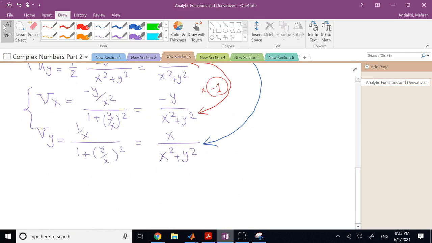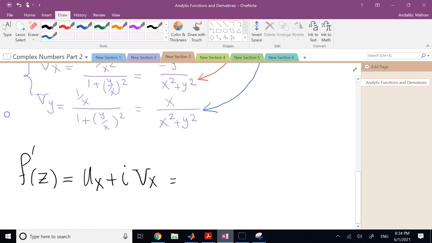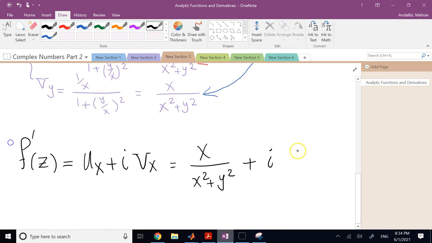Now, what's the derivative of this function? Based on what we had up there, the derivative of this function at an arbitrary point is u_x plus i v_x, or v_y minus i u_y. Now here let's just replace u_x and v_x, so it's x over x squared plus y squared plus i times negative y over x squared plus y squared.